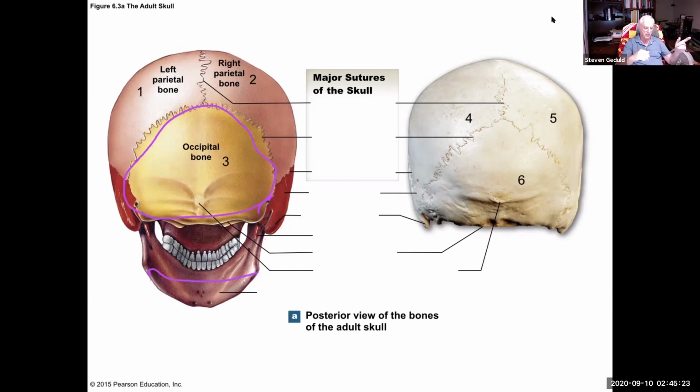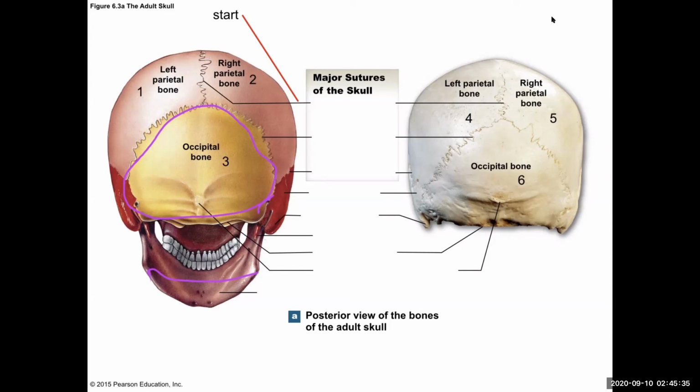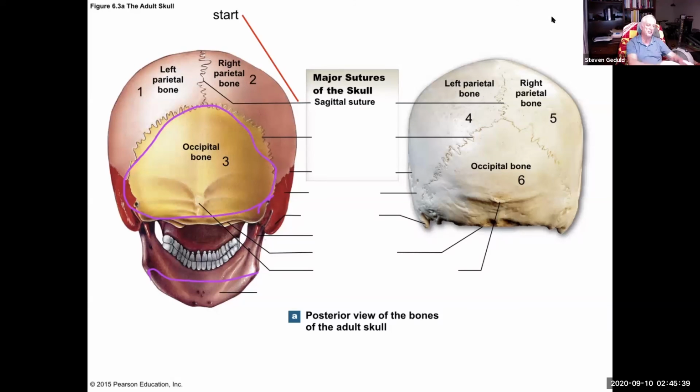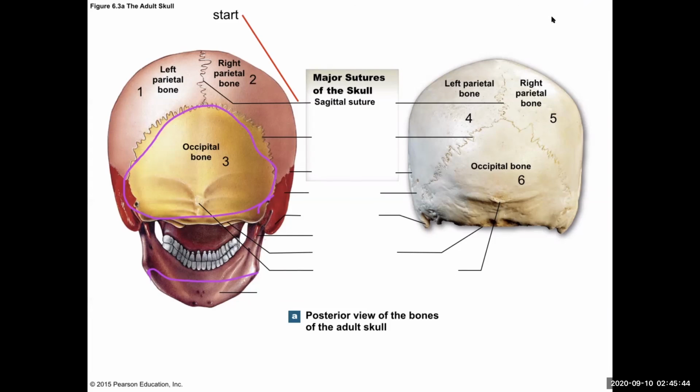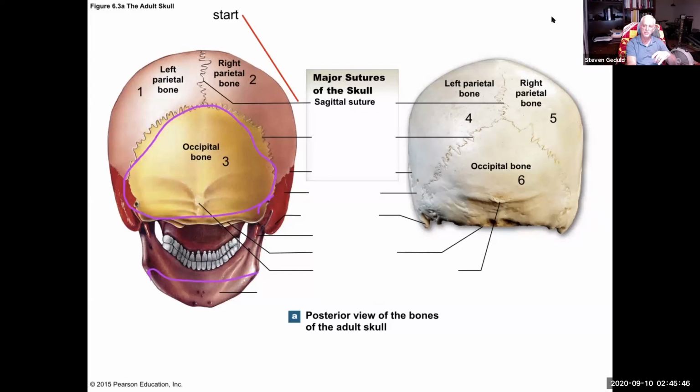Okay, and same thing on the skull on the side. You have the left parietal bone, right parietal bone, and you have the occipital bone. All right, what's that suture, that line running between the two parietal bones? Sagittal. Perfect. Sagittal suture. What's the suture between the occipital bone and the parietal bones? Lambdoid suture.